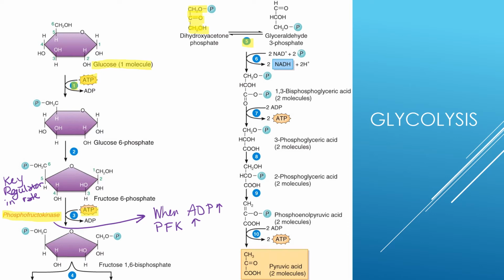But when the activity of phosphofructokinase is low, most glucose doesn't even enter the reaction of glycolysis. Instead, glucose is going to be converted into glycogen for storage. This is when phosphofructokinase activity is low.